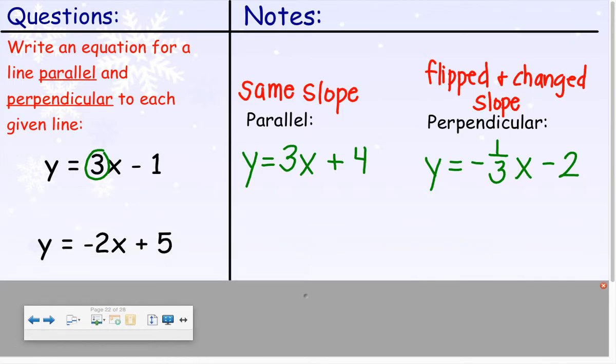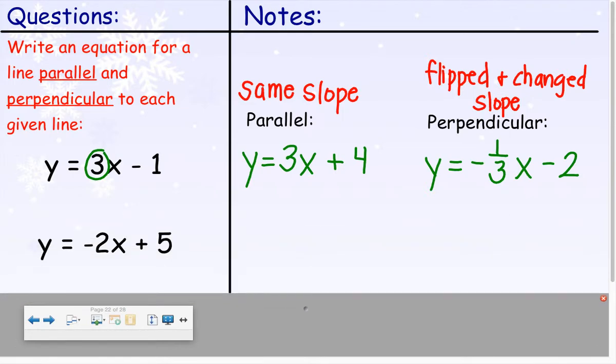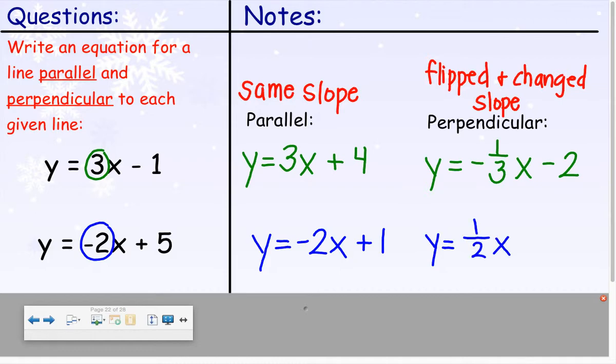All right, so let's try another one. Y equals negative 2x plus 5. So my slope in this equation is negative 2. So a line parallel to it also needs to have a slope of negative 2. And then let's give ourselves a y-intercept. You can make up anything you want. We'll say plus 1. Now for a perpendicular line, we need to flip and change our slope. So negative 2 flipped and changed is 1/2. And let's give ourselves a y-intercept. We'll say plus 3.